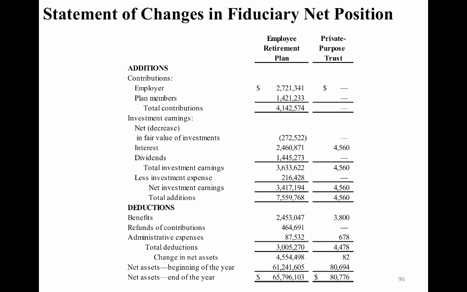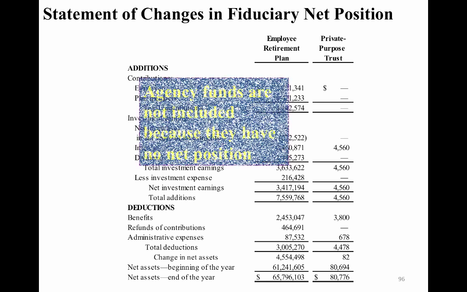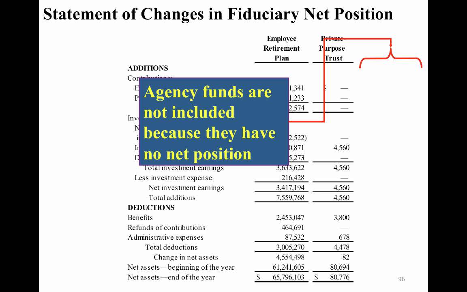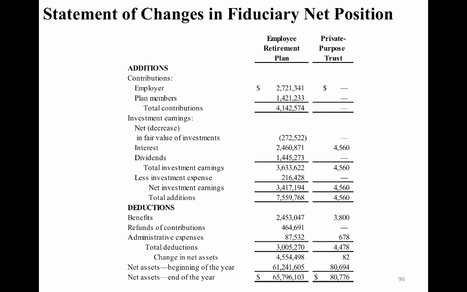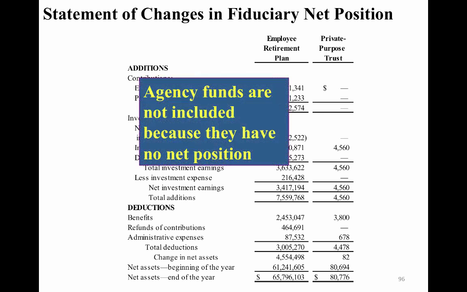The second statement is the statement of changes in fiduciary net position. So there's your resource flow statement, and you will note there's no agency funds here because they have no net position, so there's no change in net position to be shown. What you are going to see here, rather than revenues and expenses, is additions to the trust, or additions to the fund, and deductions from the fund. So those are the financial statements.